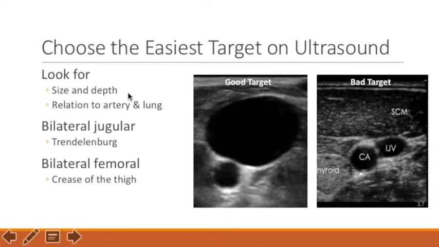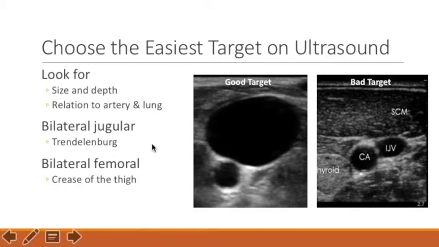First, consider the size and the depth of the vein. So this would be a nice big jugular vein compared to the carotid, and very superficial and close to the skin. Versus a tiny jugular vein that's very deep, it's going to be hard, and you're more likely to get arterial puncture or pneumothorax if you're digging around trying to hit a difficult target. And always ask yourself, how close is this vein to the artery or lung? And if I miss and go through and through, am I going to end up right into the artery or lung potentially? And if the right jugular vein doesn't look good, then check the left side.